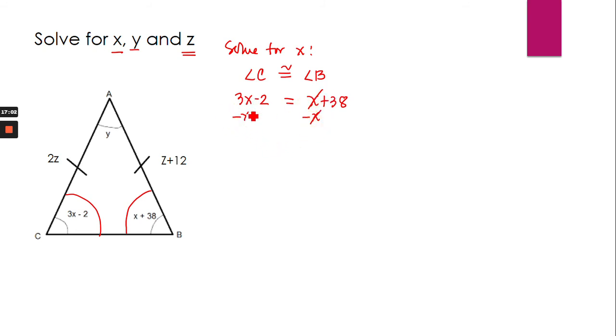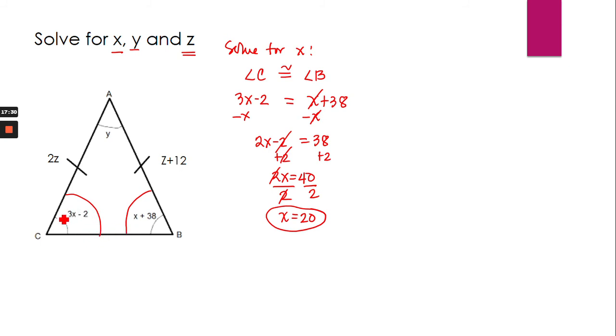So that will be 3x minus x, which is 2x, minus 2 is equal to 38. Now I'm isolating x, so I don't want the minus 2 here, so I will add 2 to both sides. So that will be 2x is equal to 40. Divide both sides by 2, because this is multiplication, the opposite is division, so x is equal to 20. Right? So the value of x is 20.